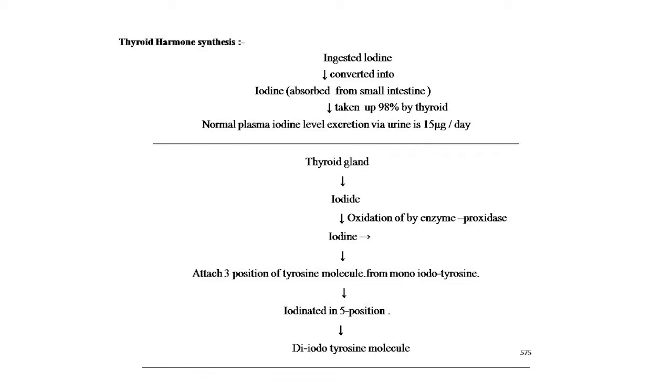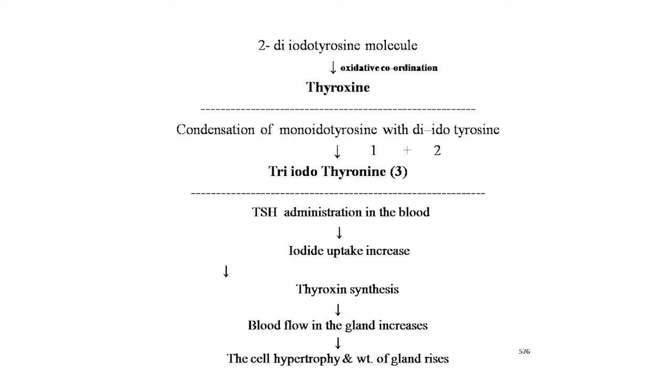Here is a good picture showing the thyroid hormone synthesis. In the thyroid gland, iodide is oxidized by the enzymes oxidase, and iodine attaches to the 3 position of the tyrosine molecule, forming monoiodotyrosine. Next it is iodinated in the 5 position, and the next step of the hormone synthesis is the diiodotyrosine molecule. By the oxidation and coupling of two diiodotyrosine molecules, thyroxine hormone is synthesized.